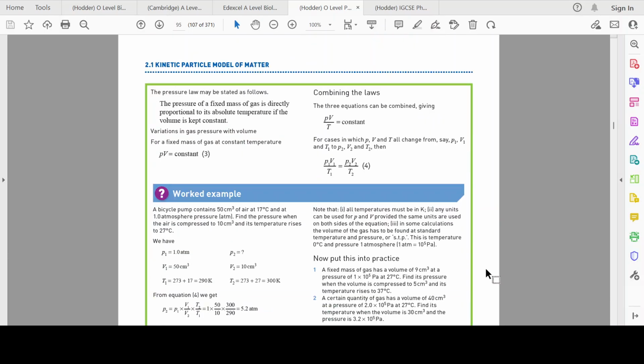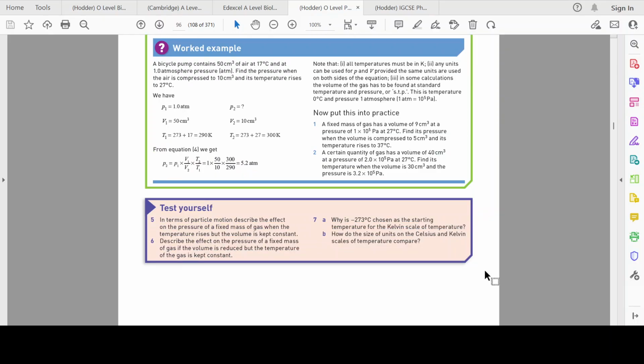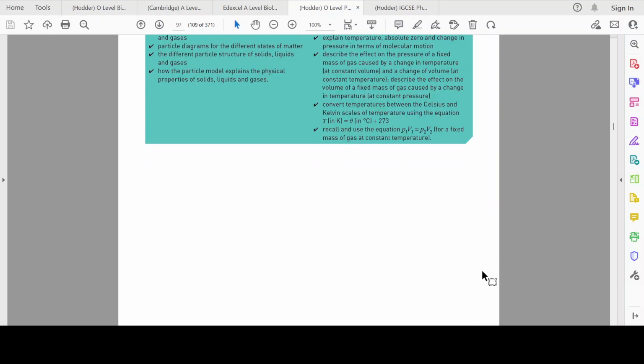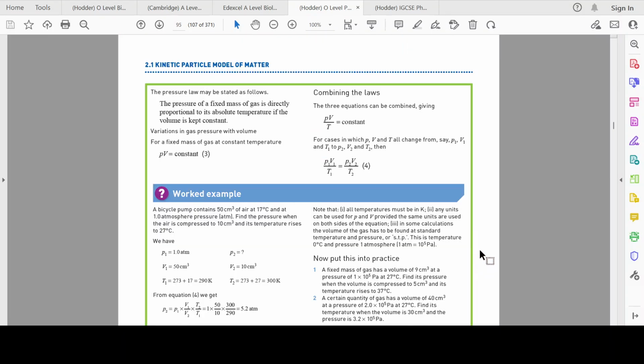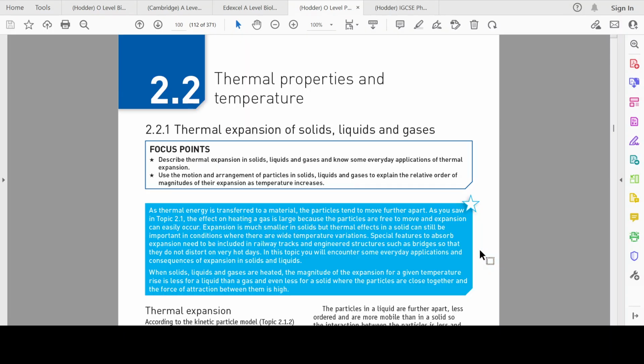So we're done for the day. Next class we're going to move on to the next chapter. Push forward. We're going to talk about thermal properties and temperature.